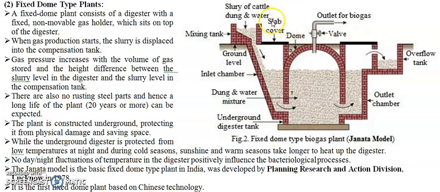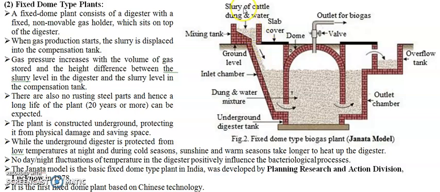So the difference between the fixed dome type and the floating dome type biogas plant is that here you don't see any floating chamber which collects the gas. Here the entire biogas plant is below the ground, and its shape is a dome. It is called fixed because this dome is not able to move up and down according to the availability of gas, and since the shape is a dome, we call it a fixed dome type plant.